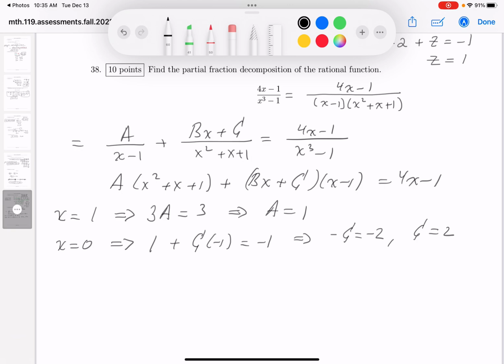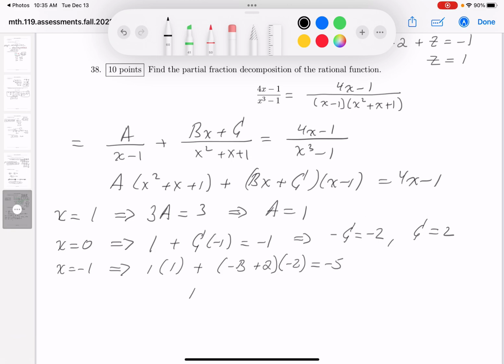Let's try another number. Again, you're free to choose the numbers you like. I'm going to choose x equals minus 1 now. And what do you get there? A is 1. More complicated, isn't it? You would get 1 minus 1 plus 1, which is 1, plus, again, x is minus 1, so you get minus B. C, I believe, is 2, so you get minus 2 here. And that would equal 4 times minus 1, minus 4. Minus 4 minus 1 is minus 5.